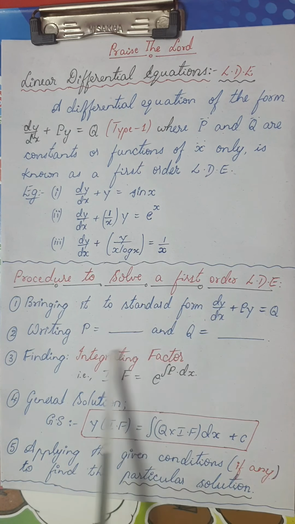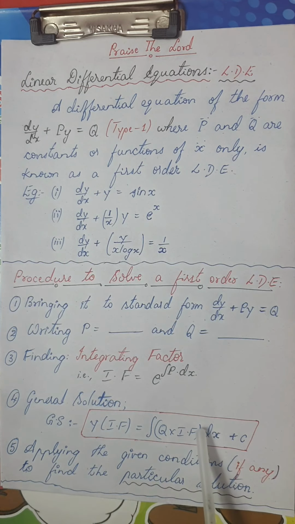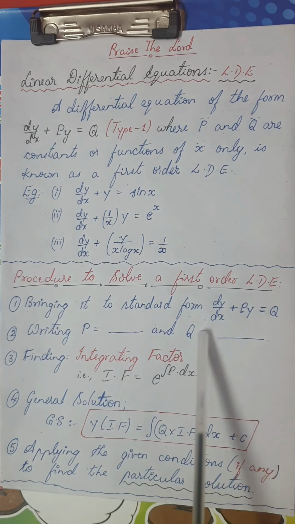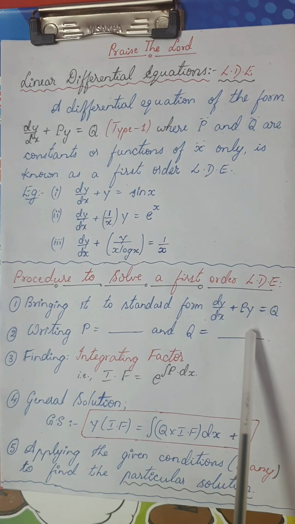Once the integrating factor is ready, we would directly go on to find the general solution by using the formula. The formula is y into integrating factor, where y is the variable y, is equal to the integral of the product of integrating factor into q. What is q? Q would be a function or a constant here.